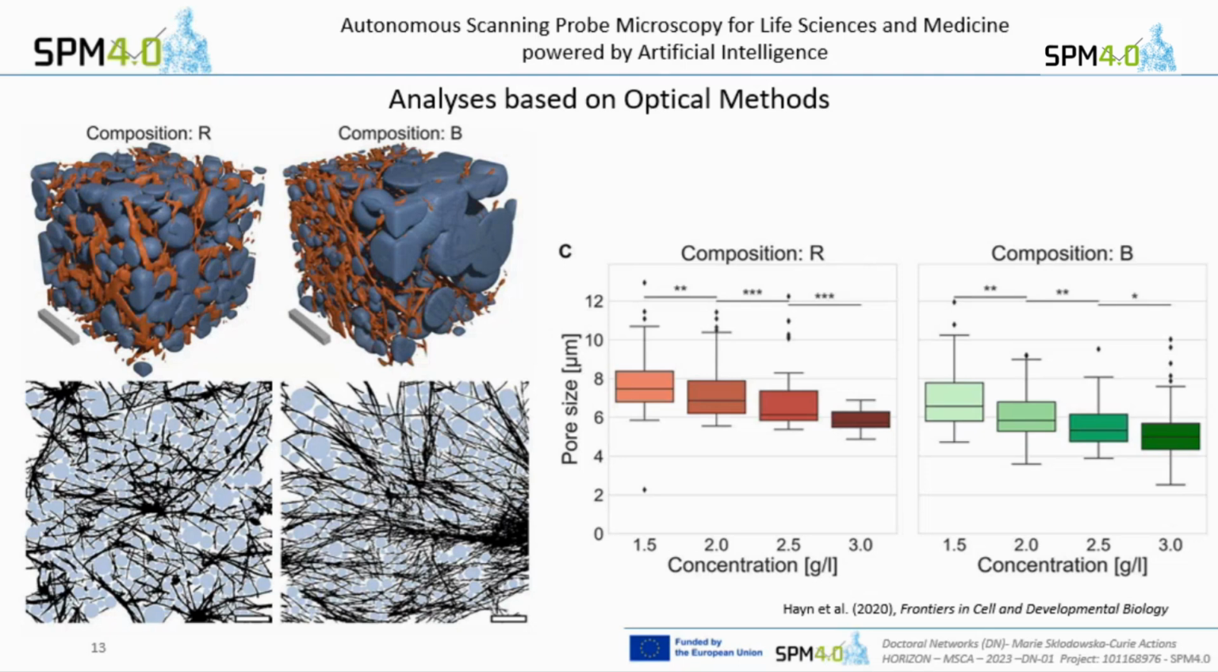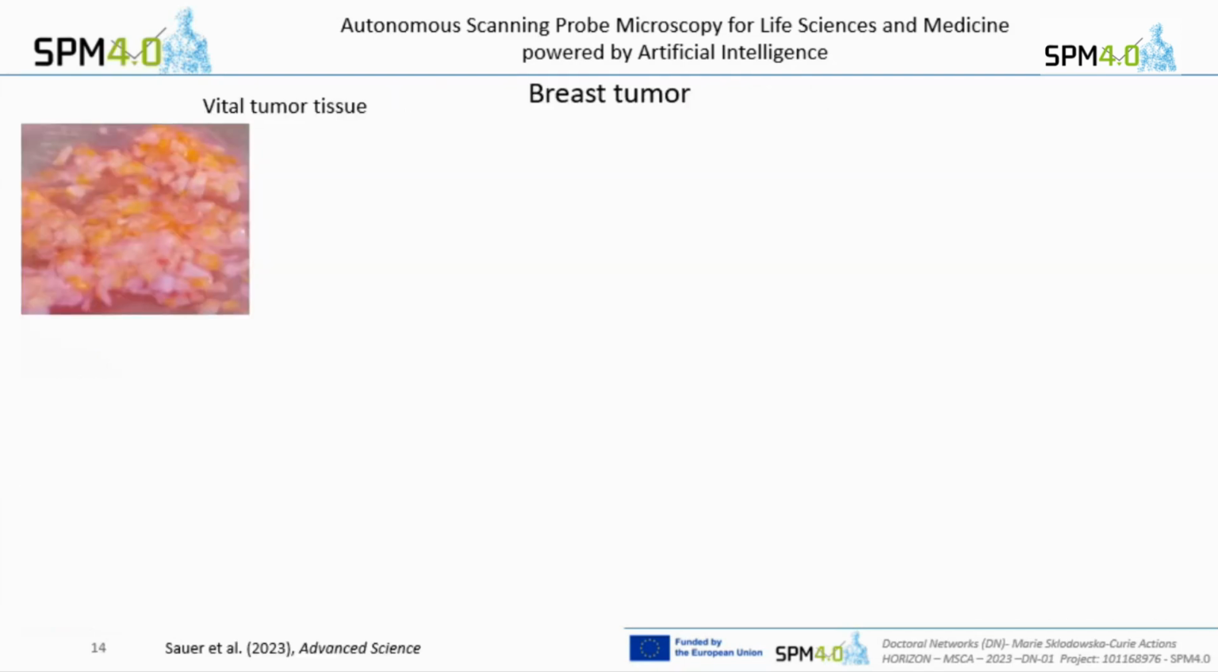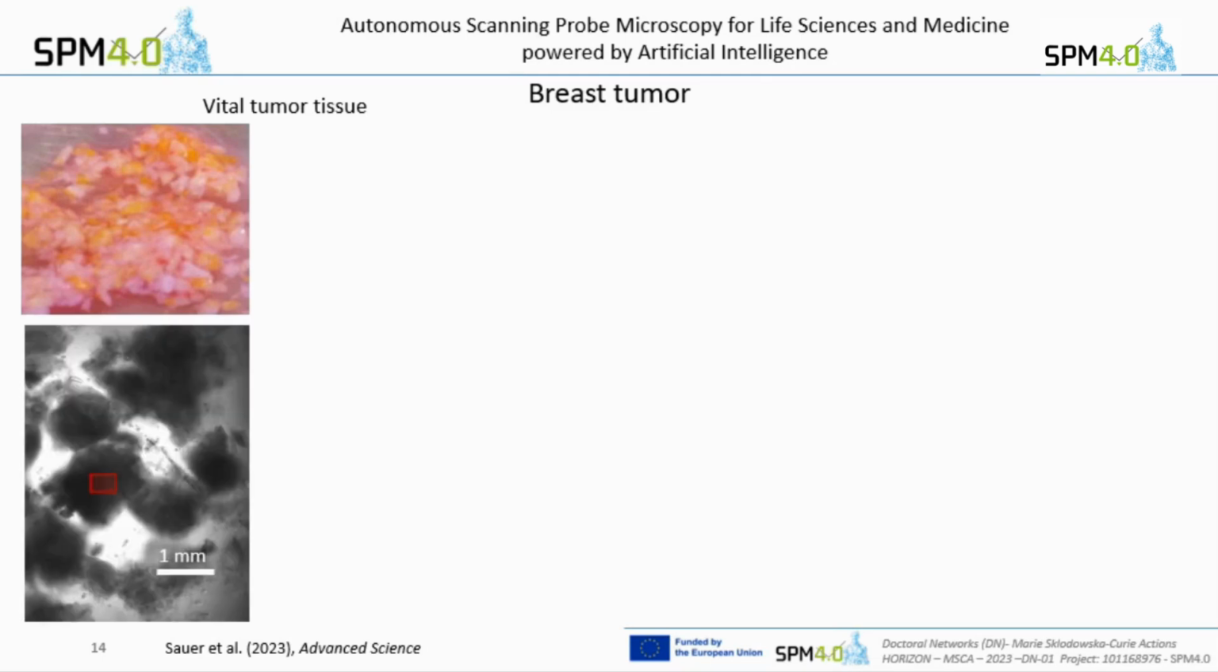So what else can you do? For example, we can have a look at vital tumor tissue. This is from a breast tumor, which I just chopped down with a scalpel into millimeter-sized pieces.